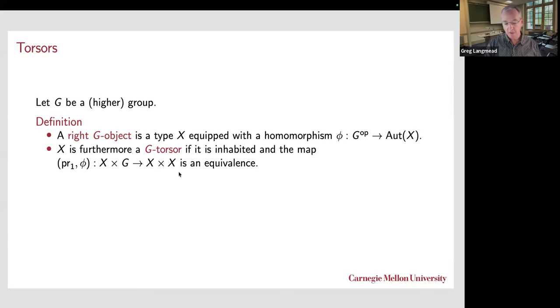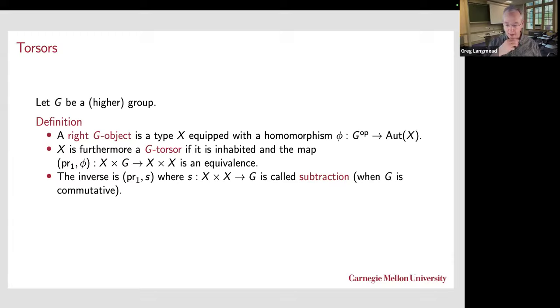And since this is an equivalence going to the right, there's an equivalence going back, its inverse, which is a projection and a map we can call subtraction, at least if G is commutative, that's a reasonable word for it, where you take 2 points in X and it tells you the unique element of the group that takes the one to the other. We'll make use of that. So that's what a torsor is.